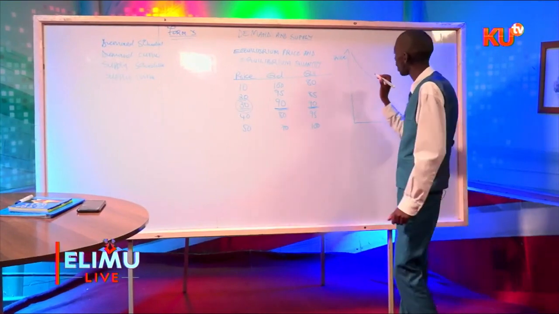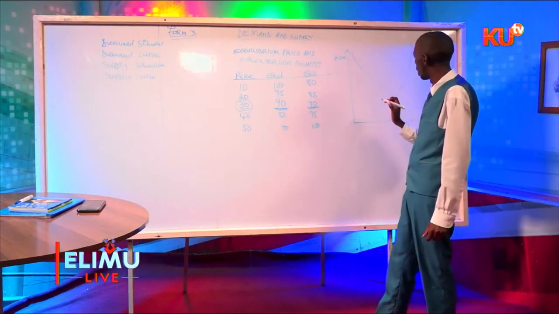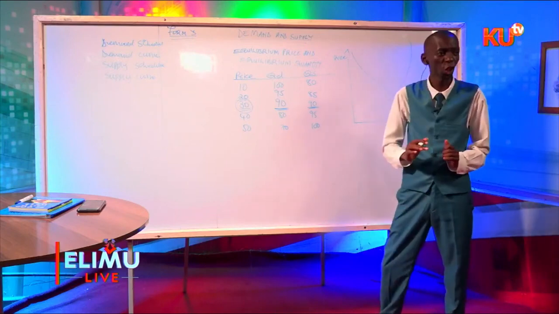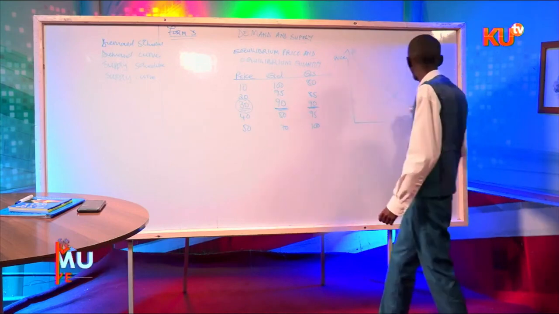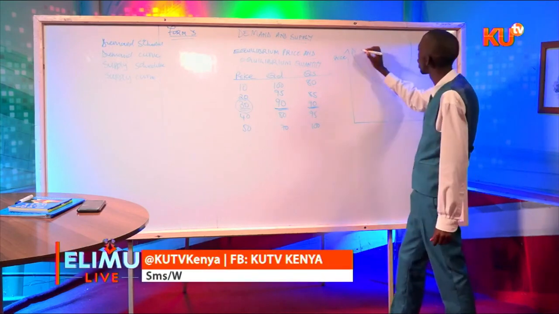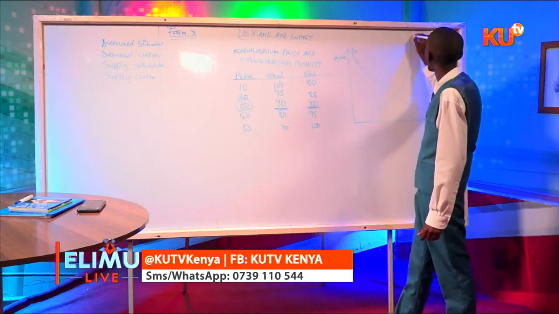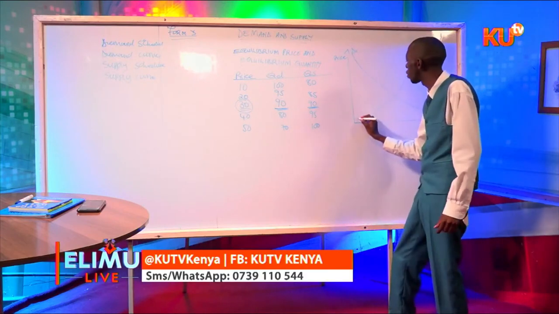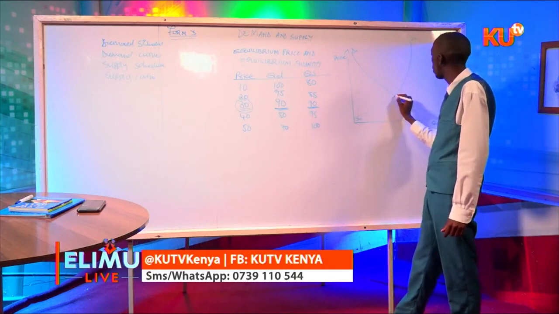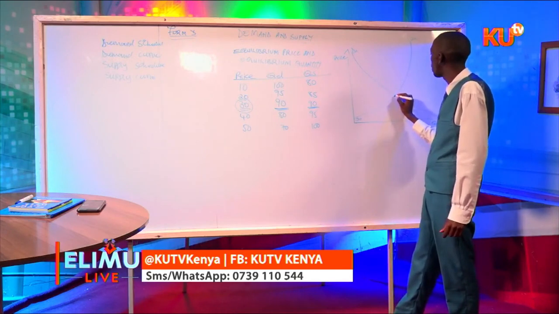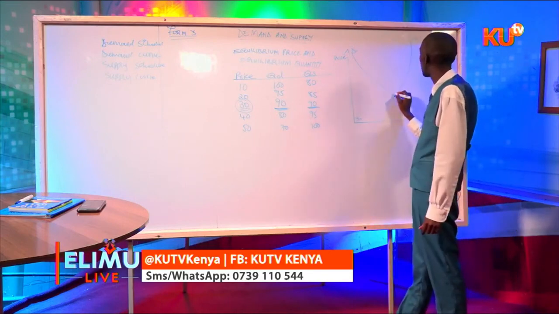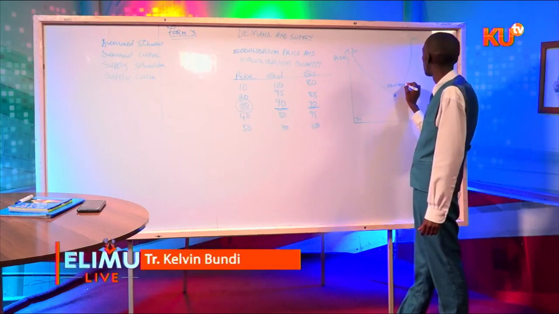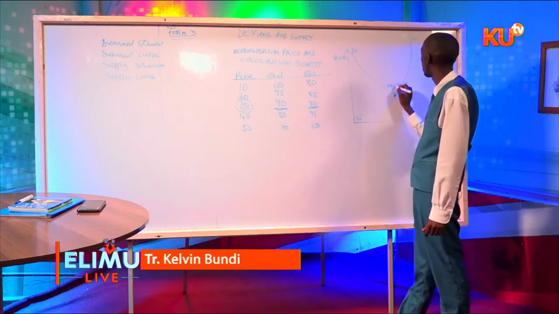So now I want us to learn something. If we have a sketch of a demand curve denoted as D naught, and supply curve denoted as S naught, we have a point here where the two curves intersect. This is what we call the equilibrium point.